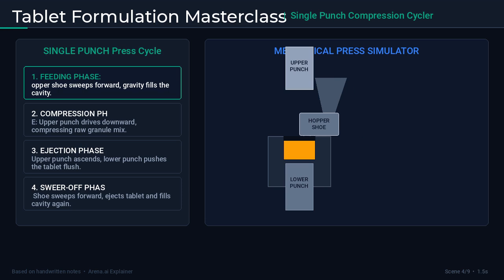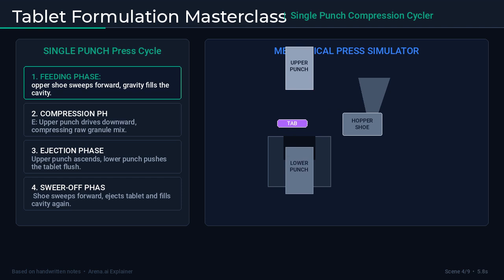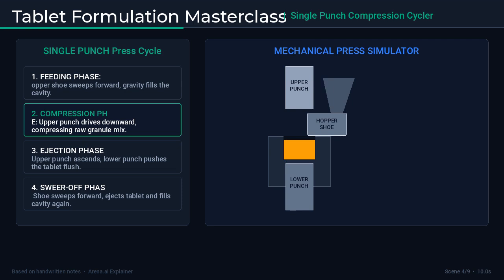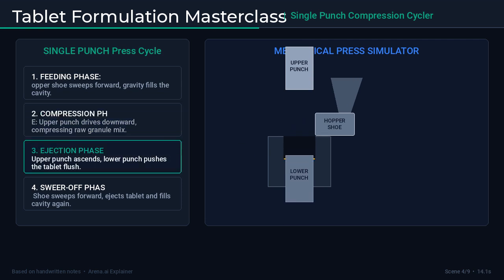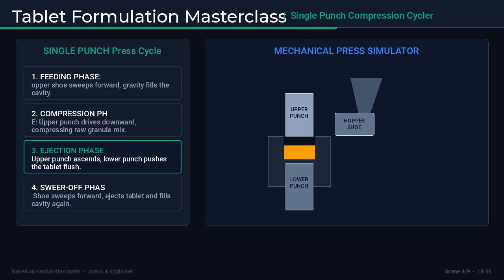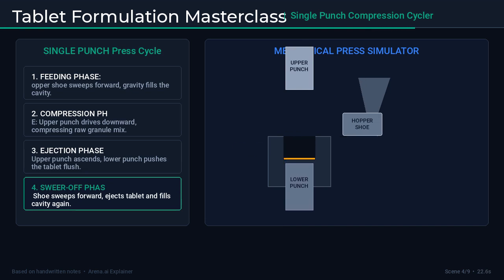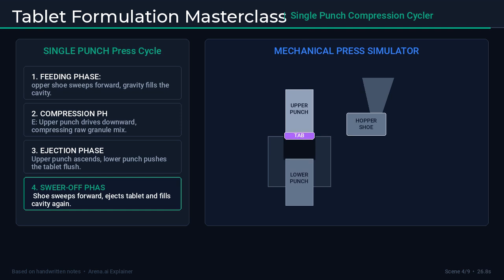Now, let's examine tablet compression. In a single punch machine, the hopper shoe moves forward to deliver granules into the empty die. Next, the upper punch descends, applying high pressure to compress the granules into a solid tablet core. Finally, the upper punch ascends. The lower punch rises to eject the finished tablet, and the shoe sweeps it away.